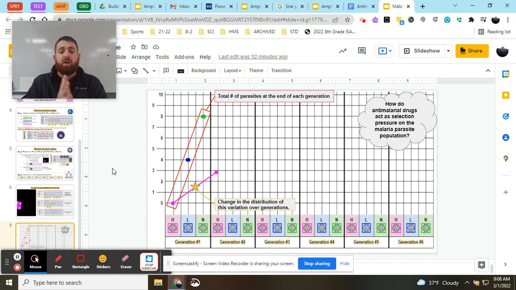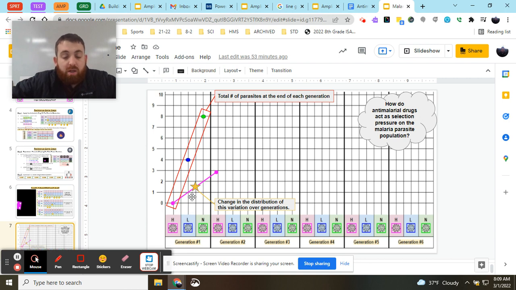You're going to go into your histogram or your anti-malaria game, and you're going to find how many of each type of parasite you have at each generation. So, for example, at generation 1, we had 0 of our high purple parasites, we had 4 of our low resistant blue parasites, and we had 8 of our green non-resilient parasites. So I'm going to put a dot at each of those 3 points for those 3 different sets of data that I have.